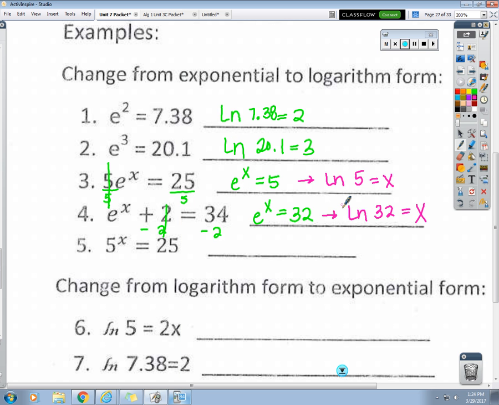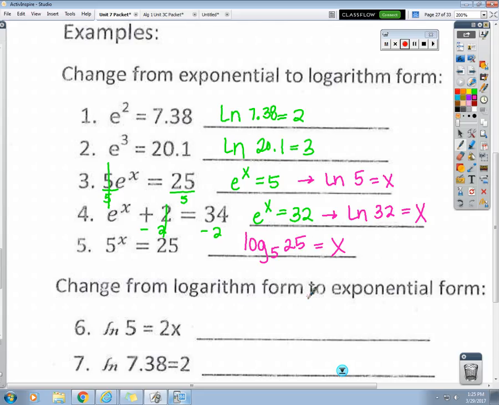Okay, what's different about number 5? There's no e. What's the base? 5. So this is not a natural log. It's just a log. So you'll write log base 5 of 25 equals x. And you can even check this one. Wouldn't you just type in 5 raised to the log base 5 of 25 and make sure it says 25?